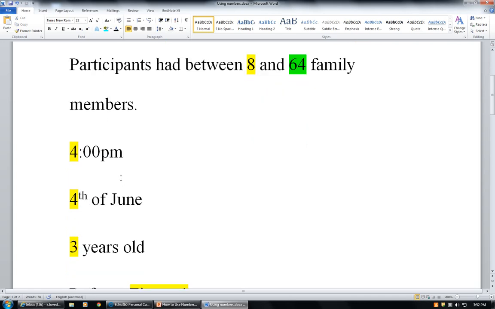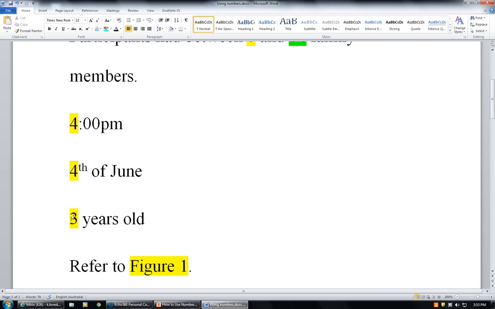Other instances when you do not have to use the word to represent a number that is less than 10 is when you're expressing the time, for example 4 p.m., or a date, such as the 4th of June, or an age, like 3 years old. Or if you had, let's say, 8 participants, so a participant number that was less than 10, you can also write that using digits as well.